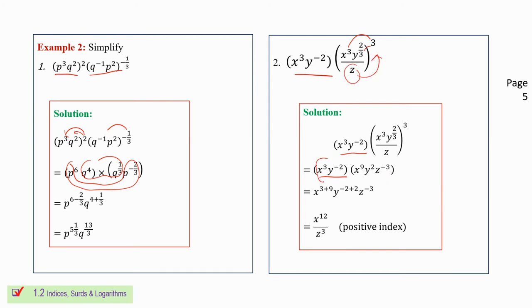And then the x and x play together. 3 plus 9 is 12. And y negative 2 plus 2 actually is y^0. And then the z doesn't have anyone to play together with, so it remains the same, z negative 3. So if you want to make everything a positive index, I bring this one down to the denominator and it becomes a positive 3. And why did I never put y^0? Because y^0 actually is equal to 1.